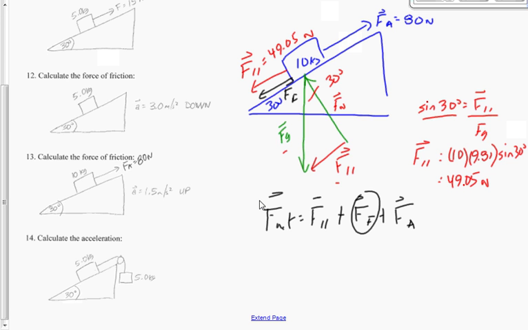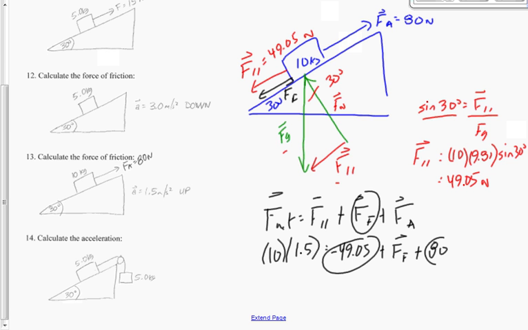All right, net force is mass times acceleration. The mass is 10 kilograms. The acceleration is 1.5. It's up the hill, so we'll make it positive. F parallel is negative 49.05 plus FF plus FA, which is positive 80. Combine those, it gives me 30.95. 15 minus 30.95 gives me negative 16 newtons for FF.